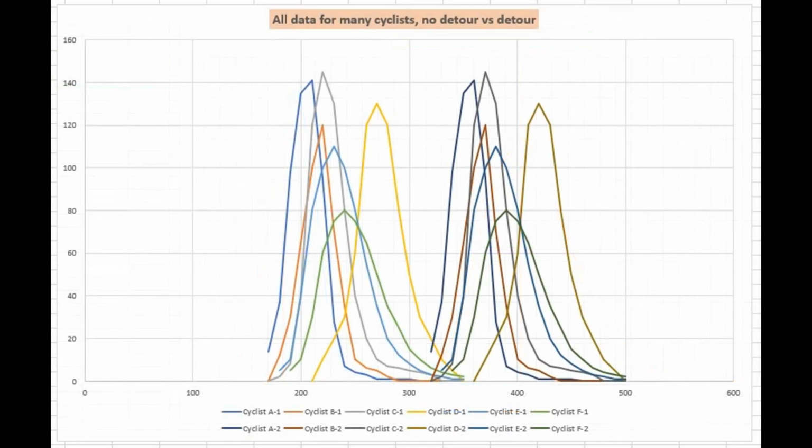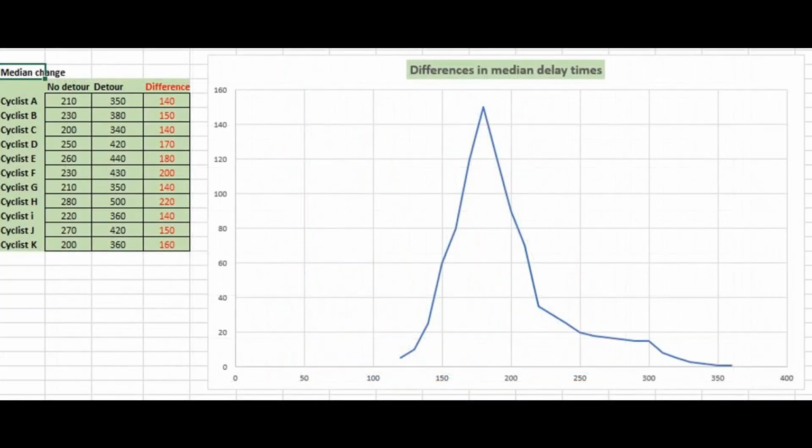Now, if we had all this data, what we would end up with is something like this. 2 sets of curves for every single cyclist. Here is where the fun begins. For each cyclist, I'd calculate their median time from before the detour and compare it to their median time from after the detour, and I'd put the difference into a table. For example, for cyclist A, their no detour median time was 210 seconds and their post-detour median time was 350 seconds, giving a difference of 140 seconds.